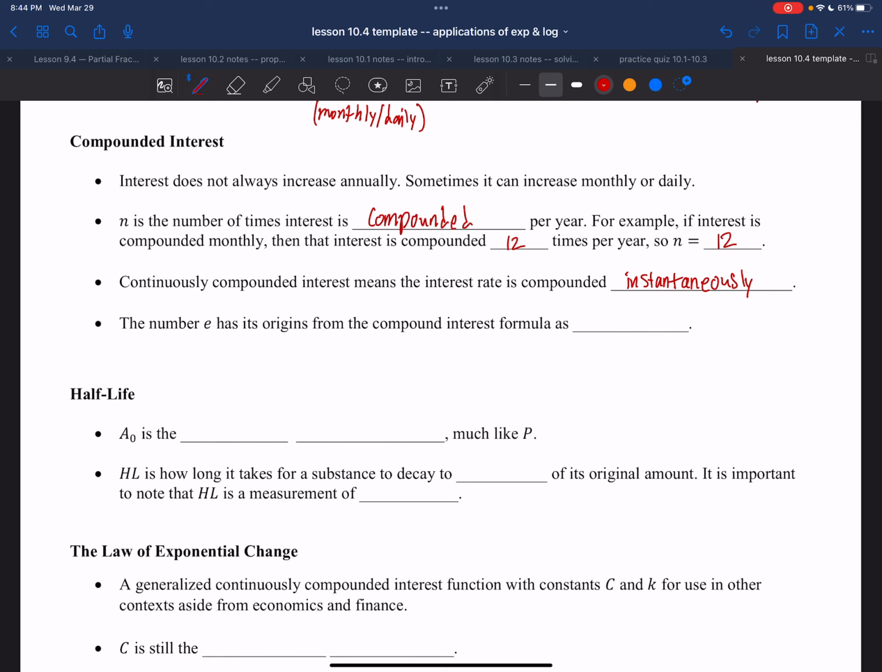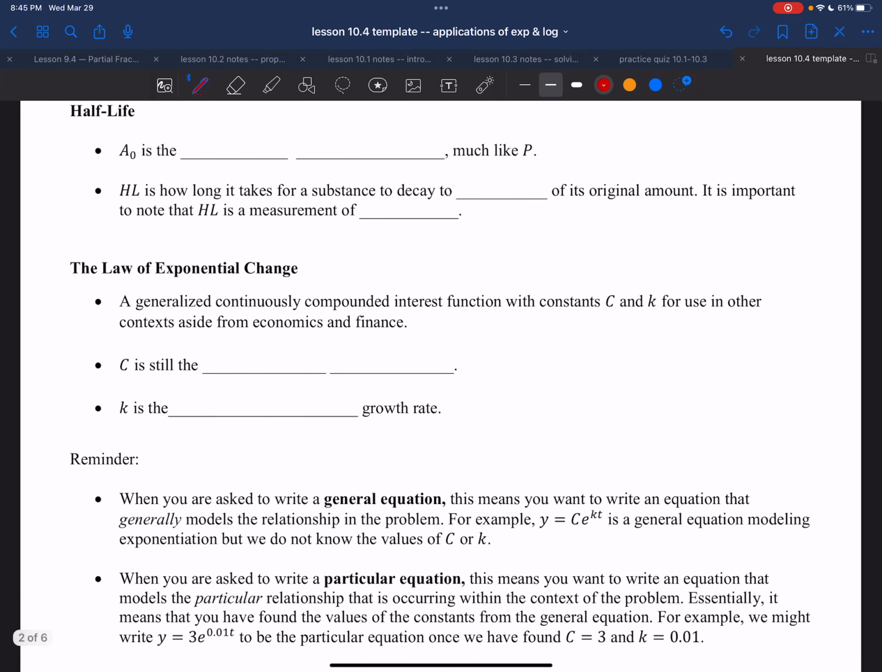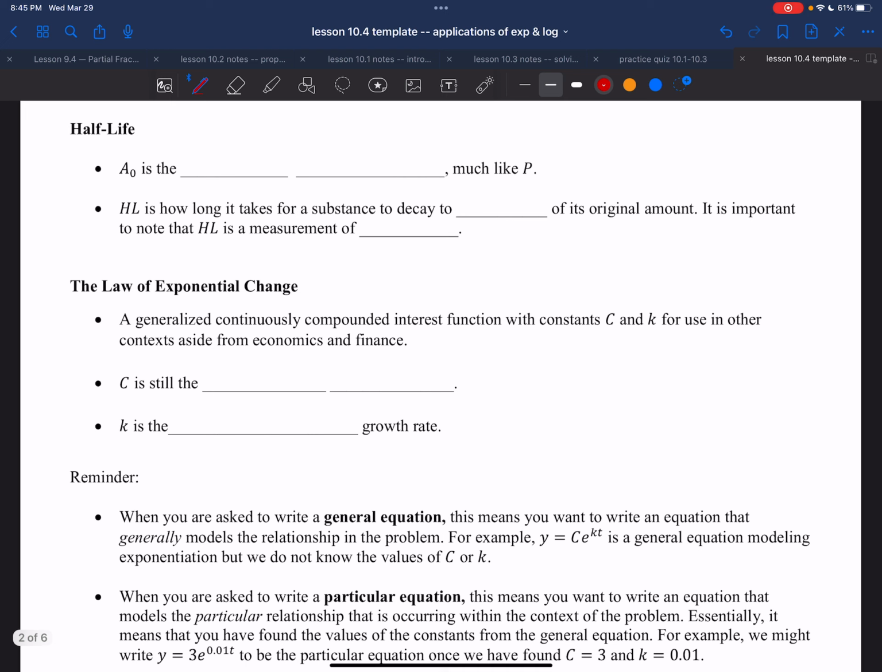And the thing is, the number E, which remember is about 2.718, has its origins from the compound interest formula. And this is when you take N, which is how many times you're compounding it, and you make that go to infinity. So you increase how many times it's compounding to infinity. That's where E actually comes from, or at least it's one of its origins. Okay. Again, more on this later. It becomes much clearer once we start talking about problems. Next up is half-life.